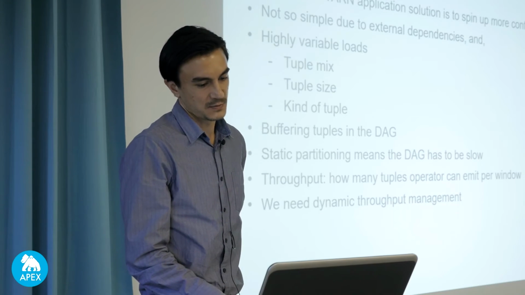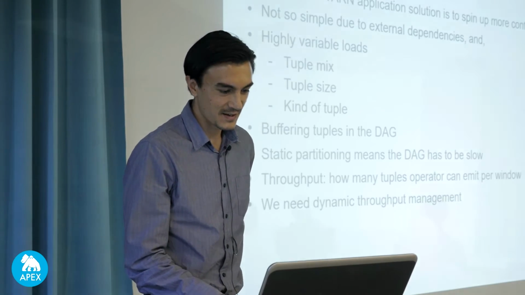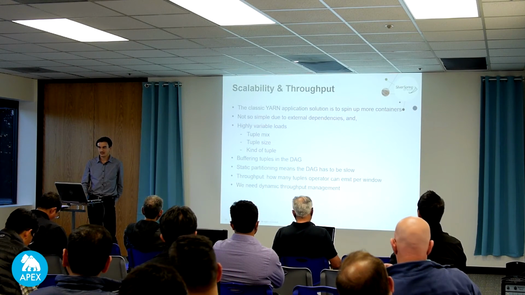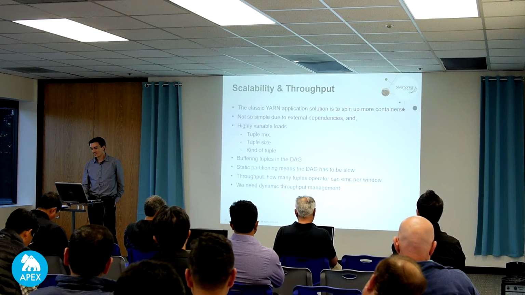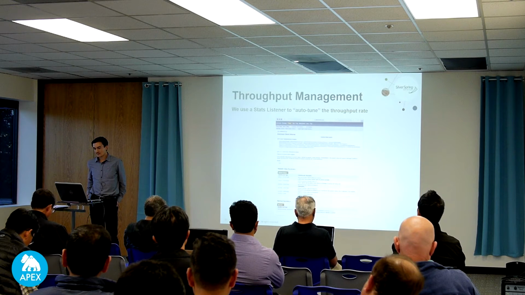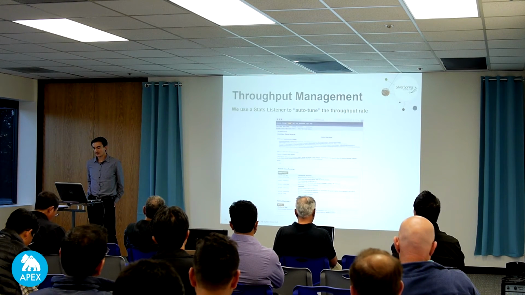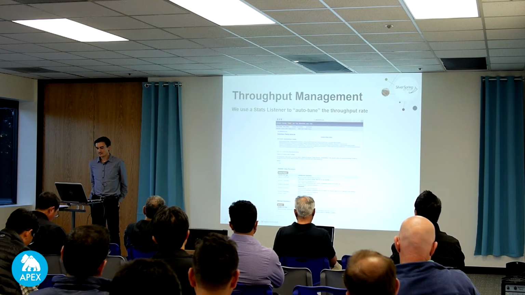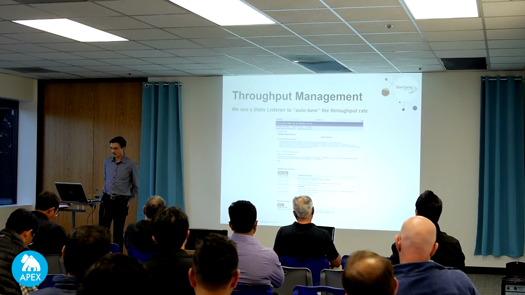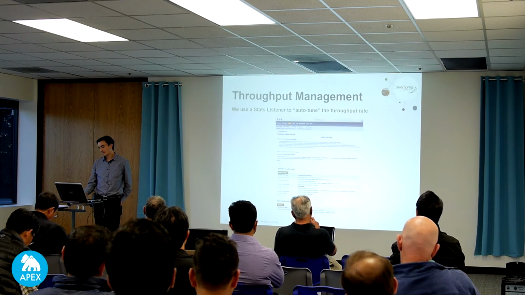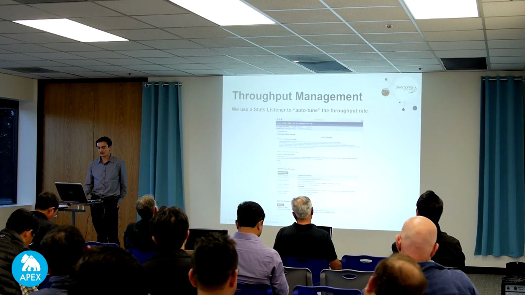Dynamic throughput management is what I'm going to call that. And throughput, again, is how many tuples an operator can emit per window. So we talked to DataTorrent. We asked them what would be a good way to do that, and they introduced us to the stats listener interface. It allows us to auto-tune the throughput rate.